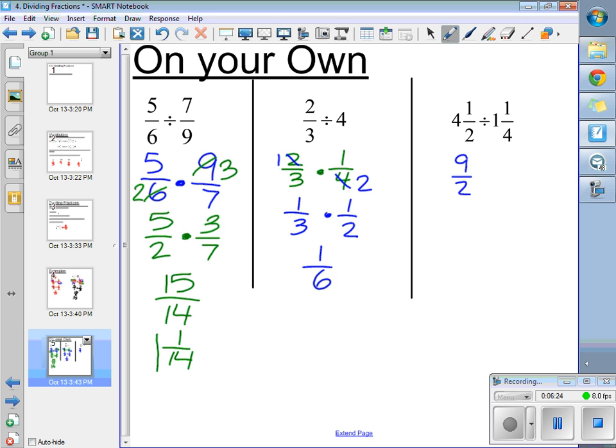9/2, because 4 times 2 plus 1. And then my denominator becomes my numerator. And 1 times 4 plus 1 is 5. And those both have a factor of 2. And we write it as 9/1 times 2/5. I get 18/5. And if you want it as a mixed number, I get 3 and 3/5.